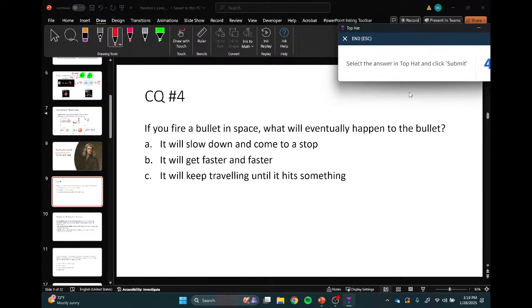If you fire a bullet in space, what will eventually happen to the bullet? Will it slow down and come to a stop? Will it get faster and faster? Will it keep traveling until it hits something?